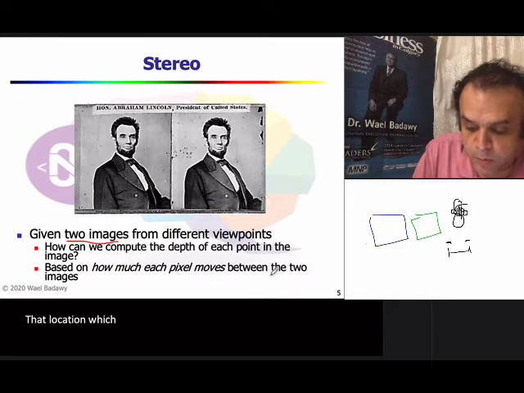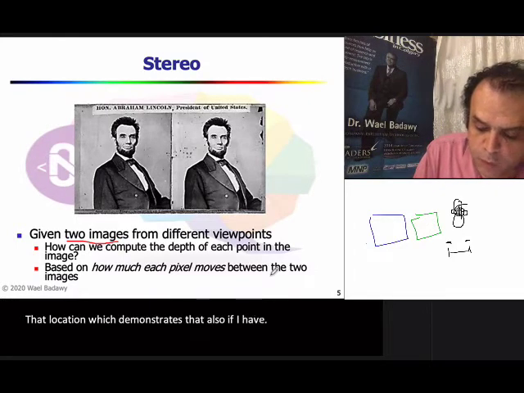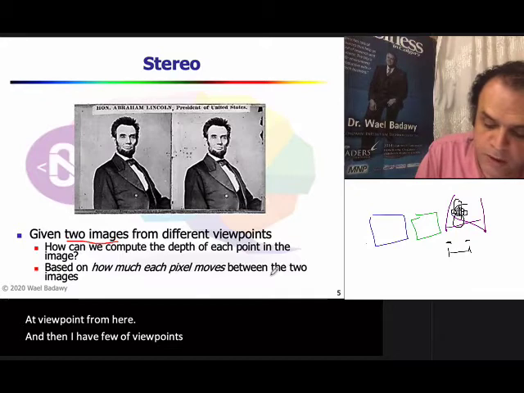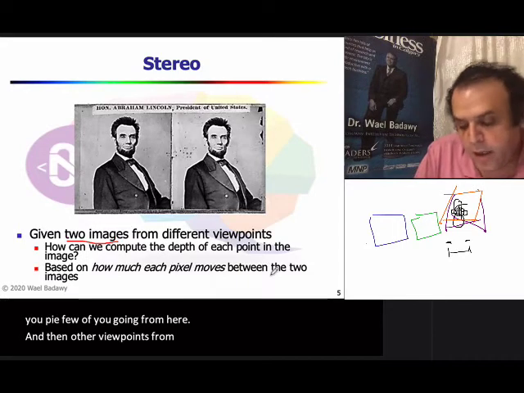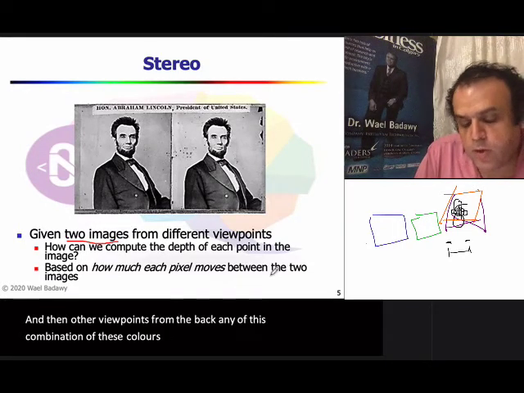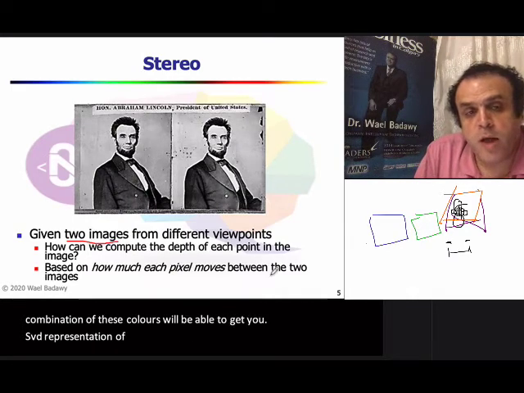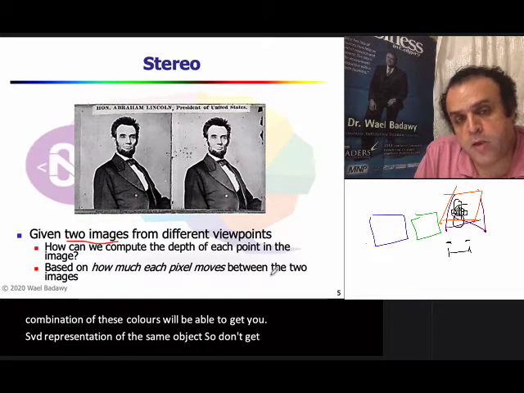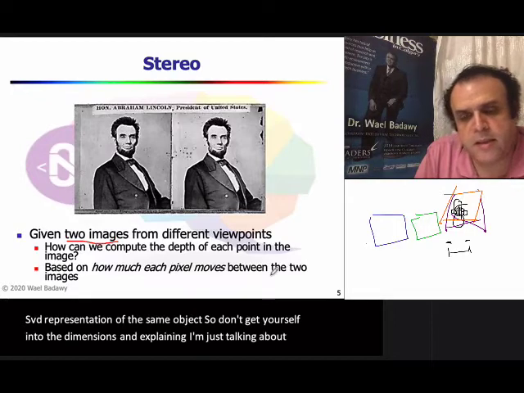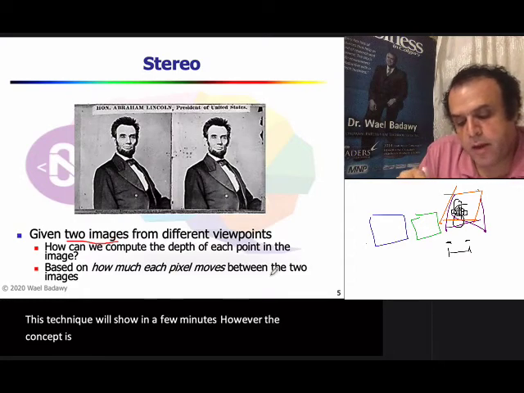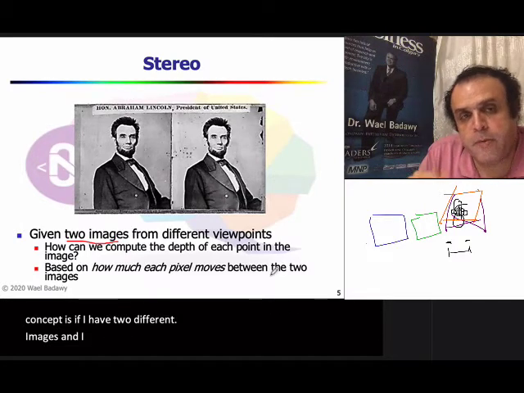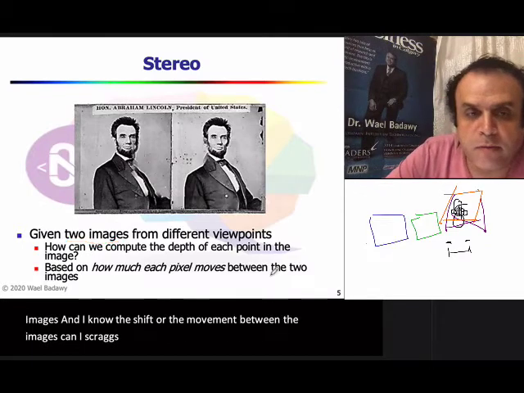This demonstrates that if I have a viewpoint from here, and then I have a viewpoint from here, or if I have a viewpoint from here and another viewpoint from the back, any combination of these will be able to get you a 3D representation of the same object. So don't get yourself into the dimensions I'm explaining. I'm just talking about a specific technique we will show in a few minutes. However, the concept is, if I have two different images and I know the shift or the movement between the images, can I extract the 3D out of it?